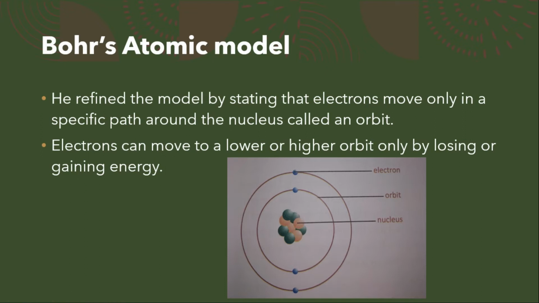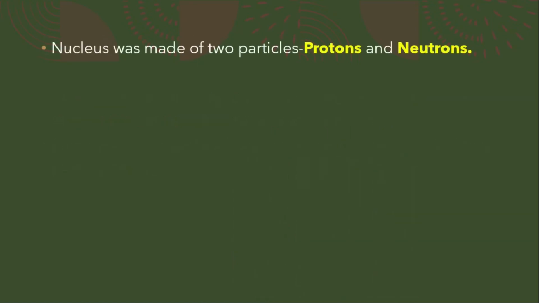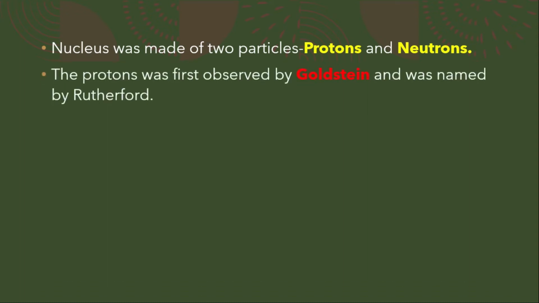Slowly, many physicists, scientists and chemists worked on it, and more discoveries were made. It was then observed that the nucleus of the atom, that is the center of the atom, is made up of protons and neutrons. Now, the neutron is an uncharged particle with the same mass as that of the proton. The proton was first observed by Goldstein, and then it was named by Rutherford.